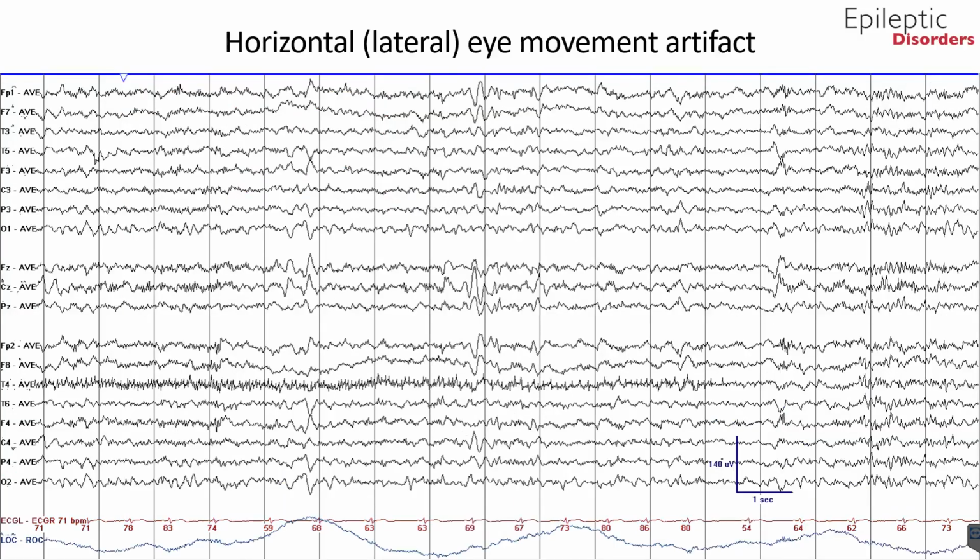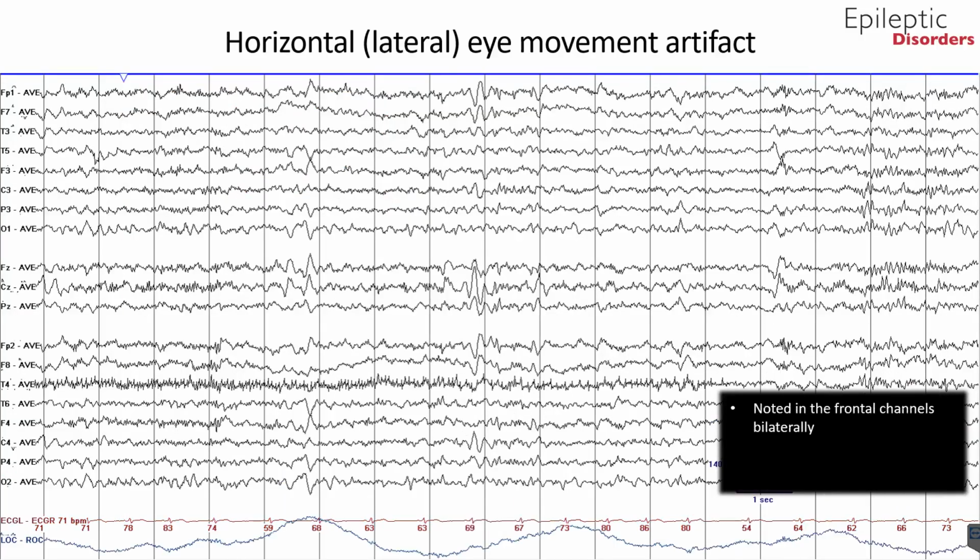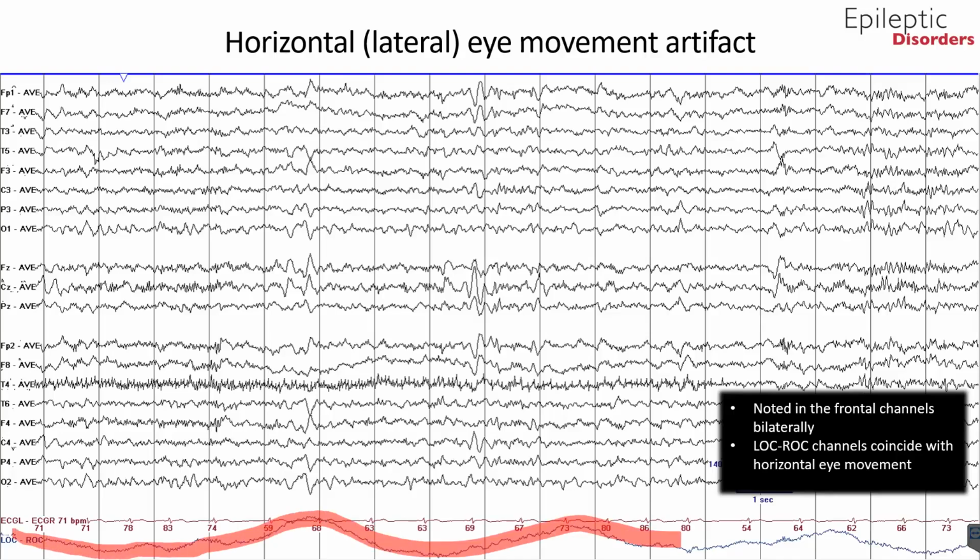Again shown in average montage and most notably in the lateral frontal chains F7 and F8, the lateral eye movements, which can also be seen in the Lockrock eye lead channels below, where the slow undulating waveforms represent eye movements.